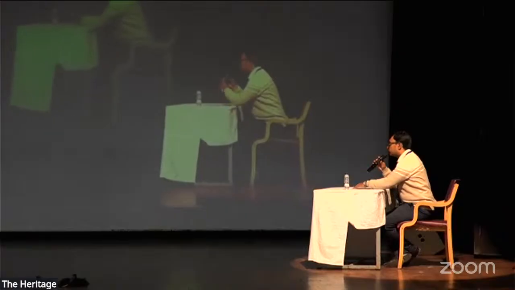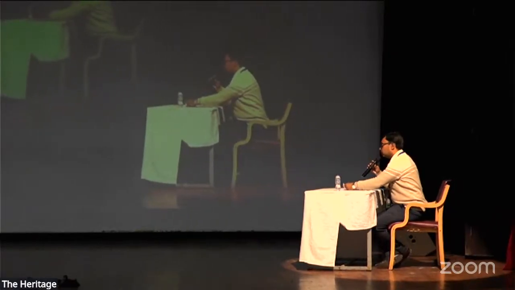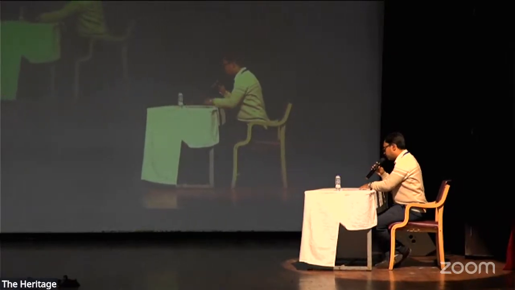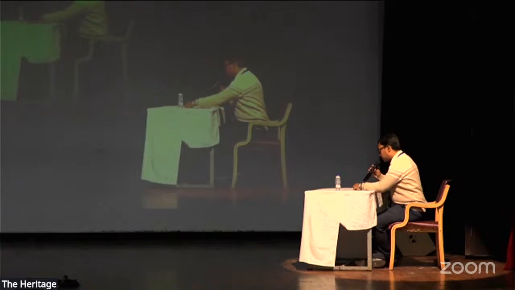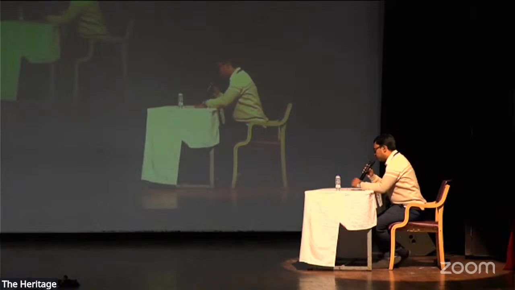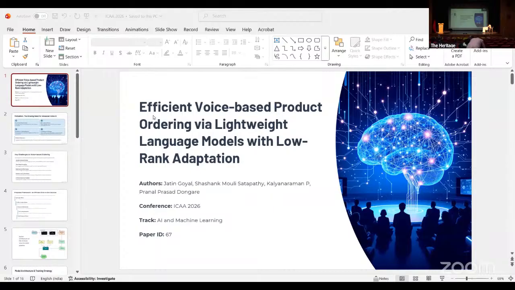Who will be the first one? Okay, so the first paper to be presented is paper ID 67, and that will be presented online. The paper title is Efficient Voice-Based Product Ordering via Lightweight Language Models with Low Rank Adaptation. The presenter is Jatin Goel from Vellore Institute of Technology.